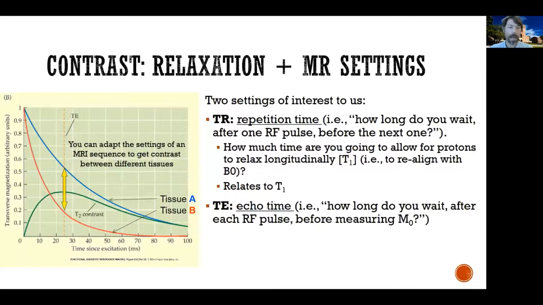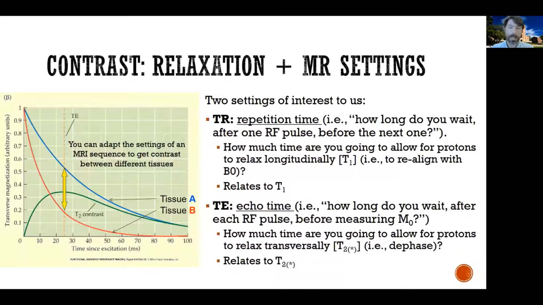So in the sense, TE is really saying, how long are you going to allow protons to dephase before you capture a picture, right? So again, imagine that video, the one on the blue background. How long are you going to wait for protons to spin and therefore dephase and lose coherence before you measure how big is M0? Now this, as I said earlier, relates to T2.